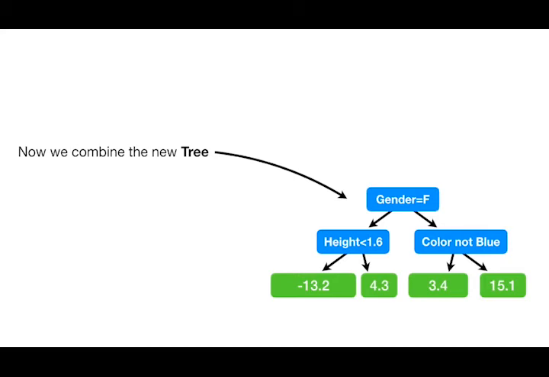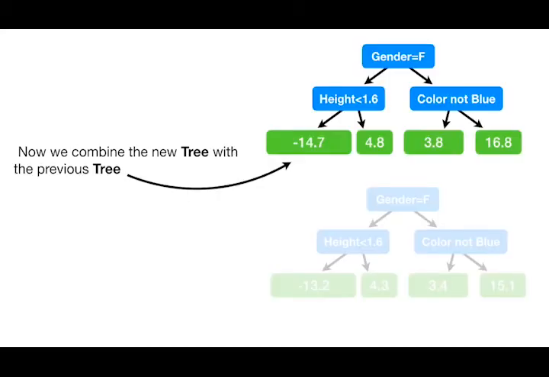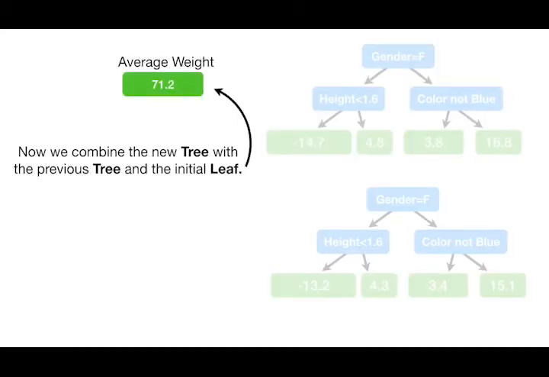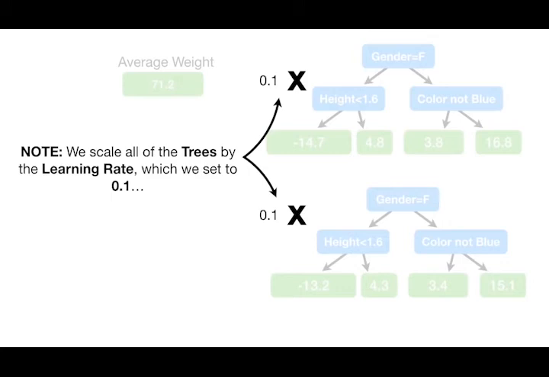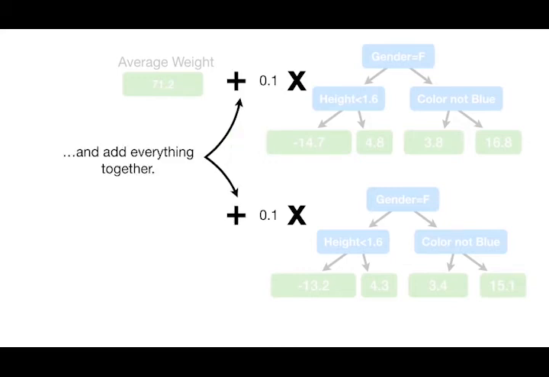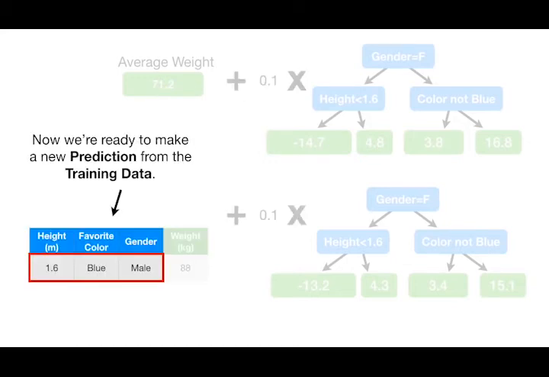Now we combine the new tree with the previous tree and the initial leaf. Note, we scale all of the trees by the learning rate, which we set to 0.1, and add everything together. Now we're ready to make a new prediction from the training data.